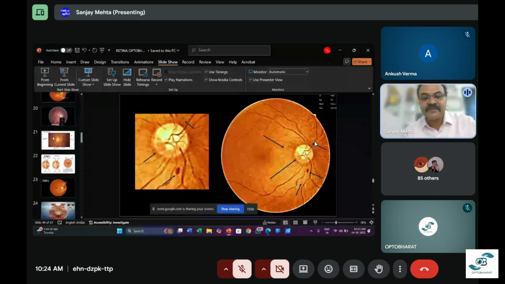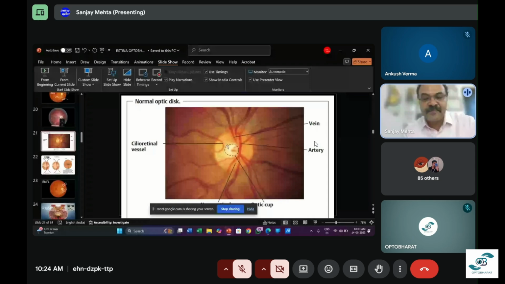Look at this picture here. This is the cup in the center which is marked. This is the optic disc. This is the neuroretinal rim. If you see here, this is in uniform color. So if there is a slight dullness over here, temporal pallor, pallor means it is dull in color, so it will stand out.